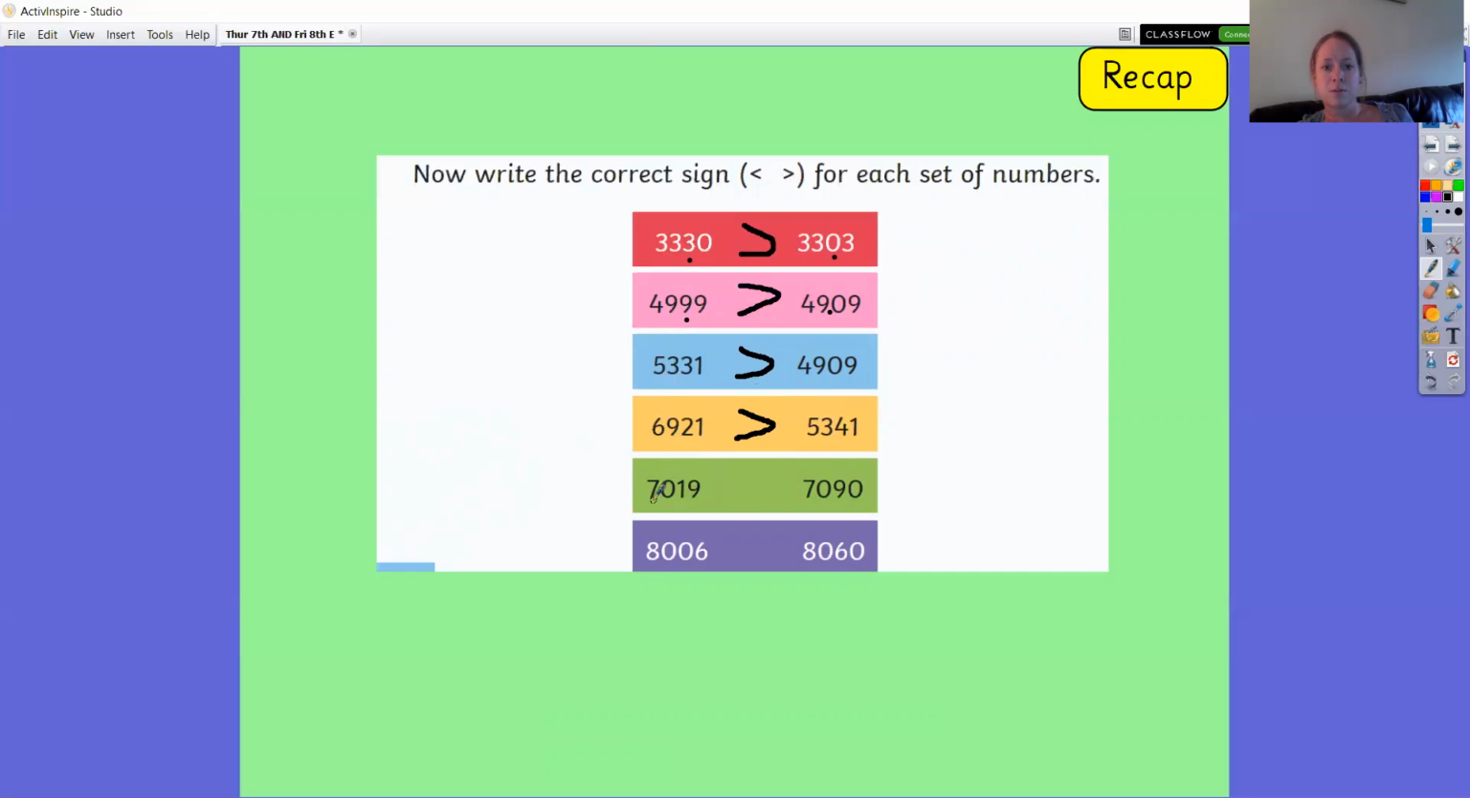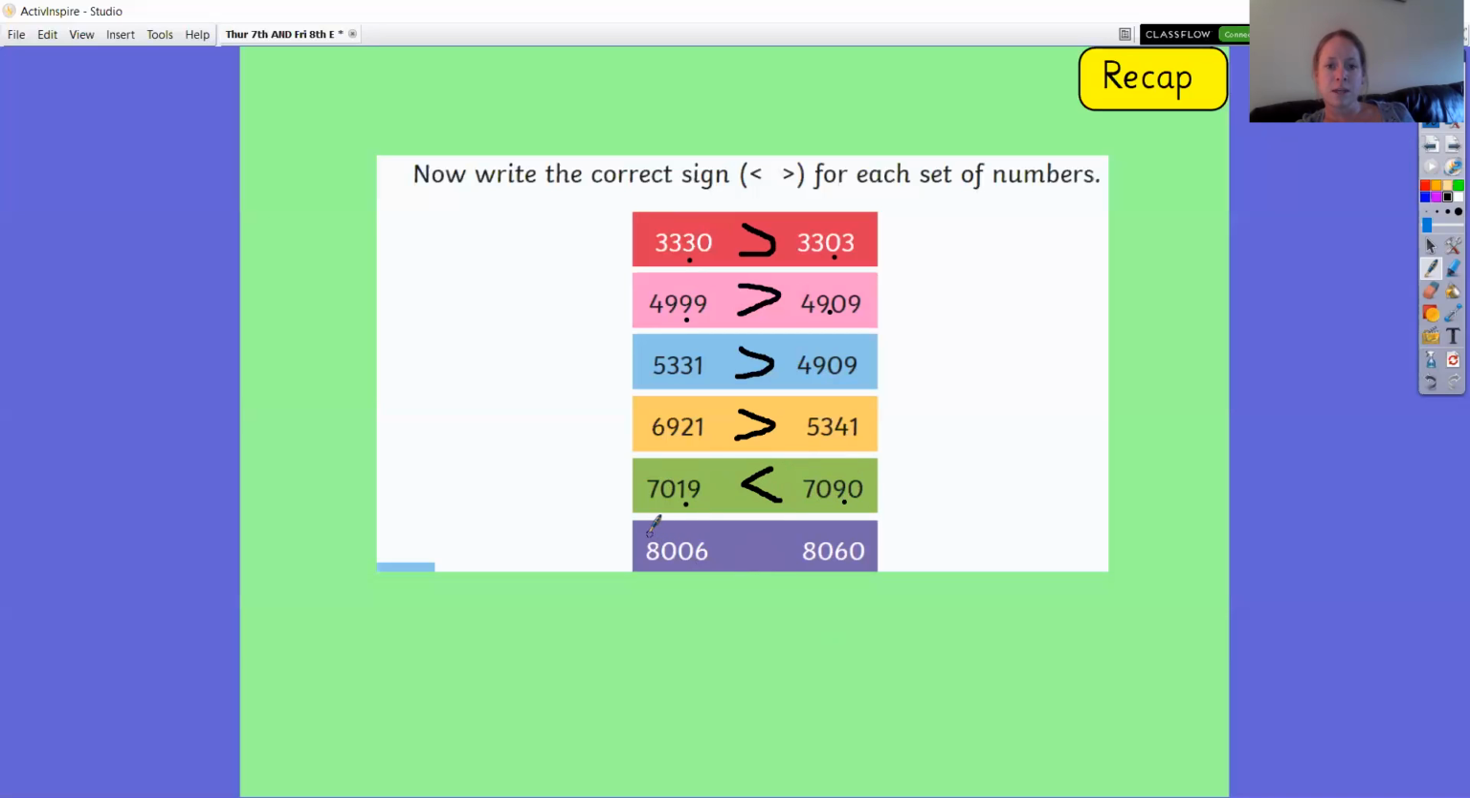Then to this one, same as done before, 7,000 here, 7,000 there. No hundreds, 0 hundreds there. There's 1 ten there, and there's 9 tens there. So 9 tens is worth 90, and 1 ten is just worth 10. So obviously, that's going to make this one here the biggest number because it's got 9 tens, which is worth 90 rather than just 10.